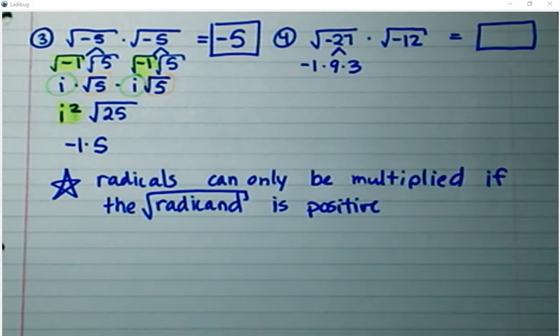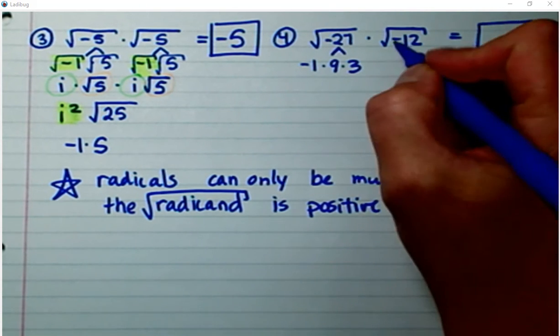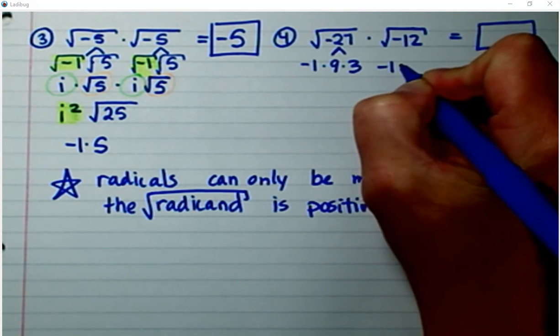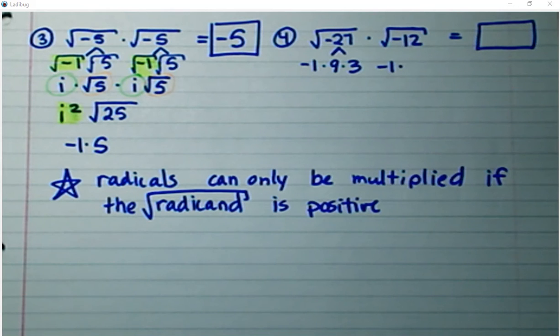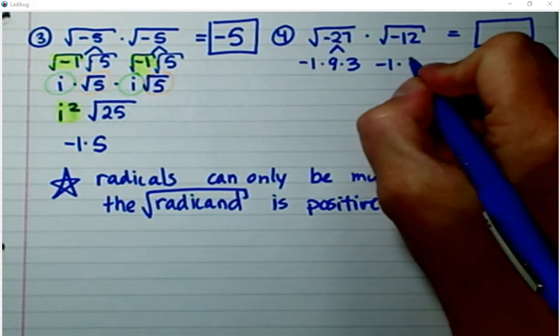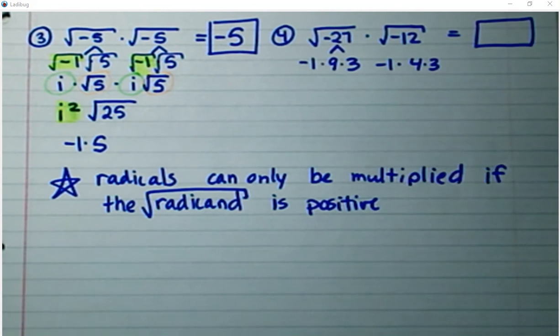Okay. So root negative 27 is actually on the first page. So I've got negative 1, 9, and 3. Can anyone tell me how to split up negative 12? Sure, Margot. Okay, it can be, but what's the perfect square that multiplies to 12? Yeah, so I like to write my perfect squares first just so that it's kind of in order, but yeah, 4 and 3. Okay, because I don't need more than one step here.